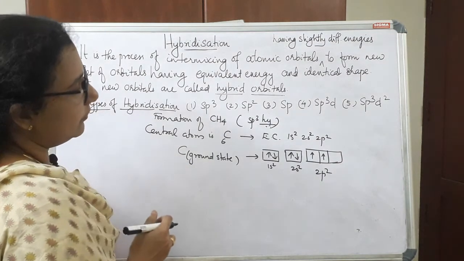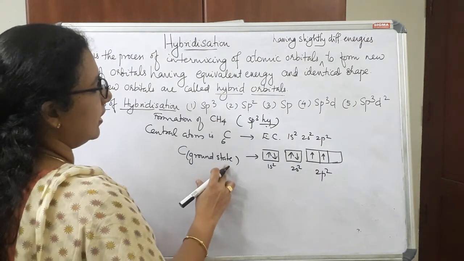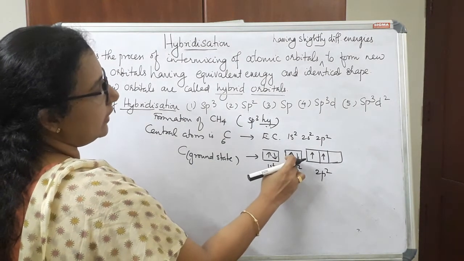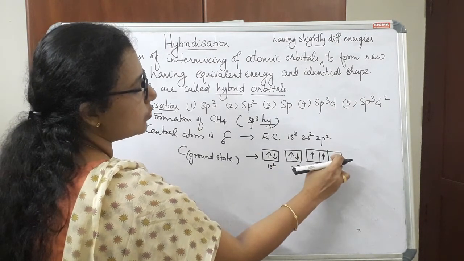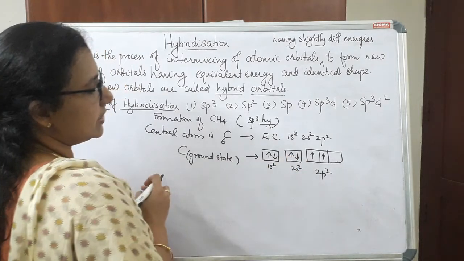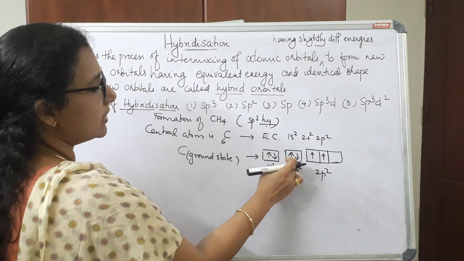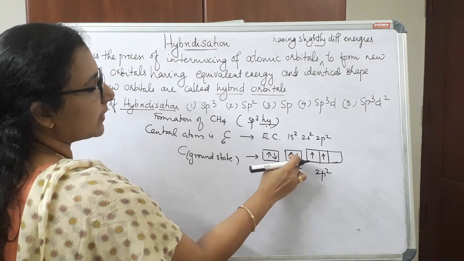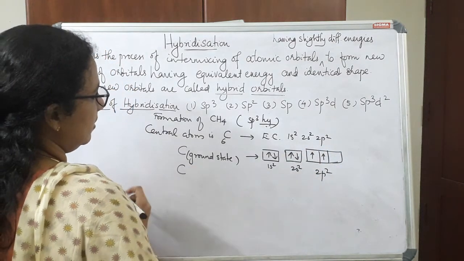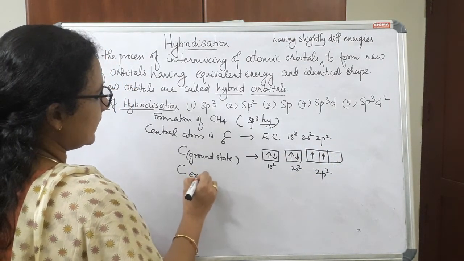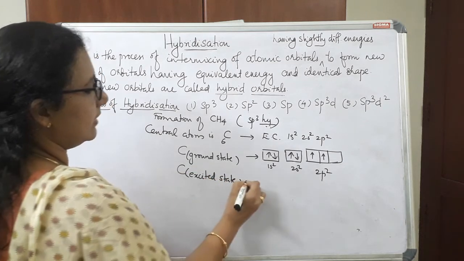So now we need to explain the tetravalency of carbon. In order to explain the tetravalency of carbon, it is suggested that one electron in the 2s orbital is excited to the 2p orbital. There will be an excitation before bond formation or before hybridization. So before hybridization, one electron in the s orbital is promoted to the 2p orbital. So we can write the excited state electronic configuration, carbon in the excited state.